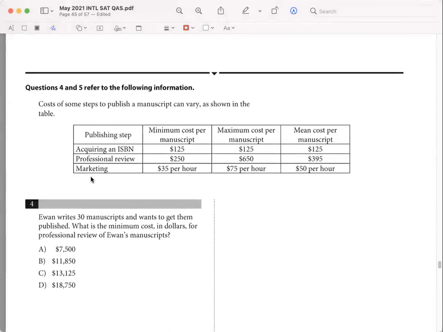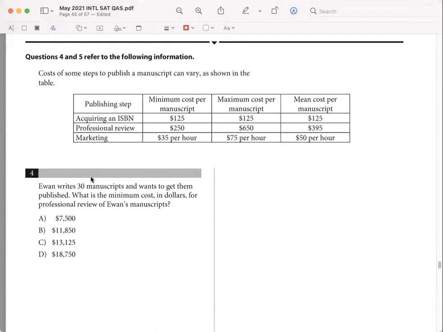Questions 4 and 5 refer to the following information. Costs of some steps to publish a manuscript can vary as shown in the table. So this is acquiring an ISBN, minimum cost, maximum cost, and mean cost. Professional review, minimum, maximum, and mean. Marketing, minimum, maximum, and mean. Yvonne writes 30 manuscripts and wants to get them published. What is the minimum cost in dollars for professional review of Yvonne's manuscripts?